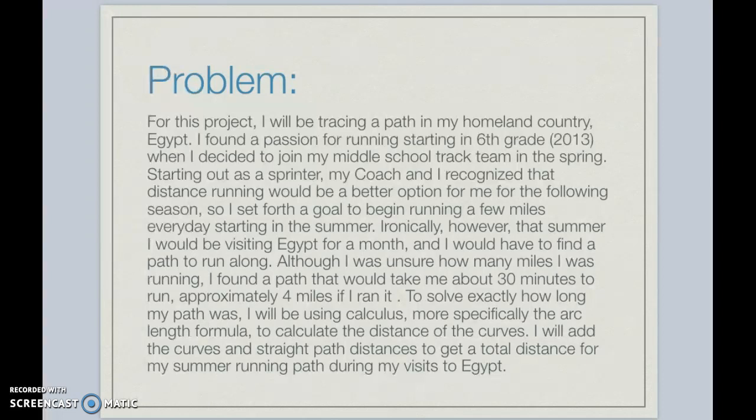Although I was unsure how many miles I was running, I found a path that would take me about 30 minutes to run, approximately 4 miles if I ran it twice. To solve exactly how long my path was, I will be using calculus, more specifically the arc length formula, to calculate the distance of the curves. I will add the curves and straight path distances to get a total distance from my summer running path during my visits to Egypt.